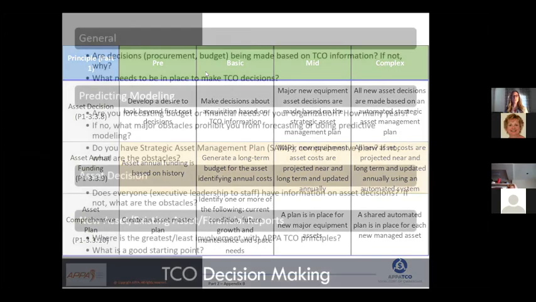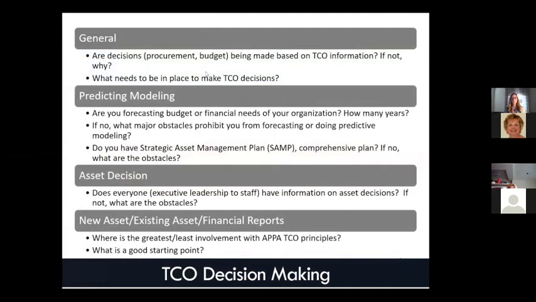All right, so let's talk through some of the decision-making questions that you should be asking your organization. General questions: are decisions being made on TCO information? If not, why? What needs to be in place to make these total cost of ownership decisions? How can we help to make those asset decisions for our staff? And if we jump down to that asset decision, does everyone have that information, all the way from executive leadership to staff? And if not, what are the obstacles?